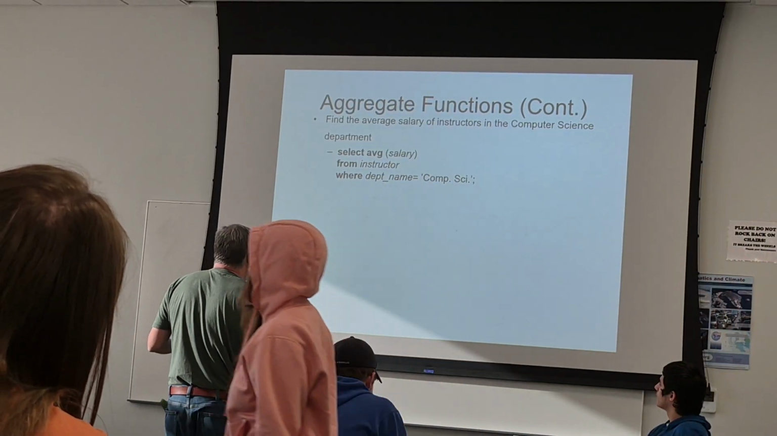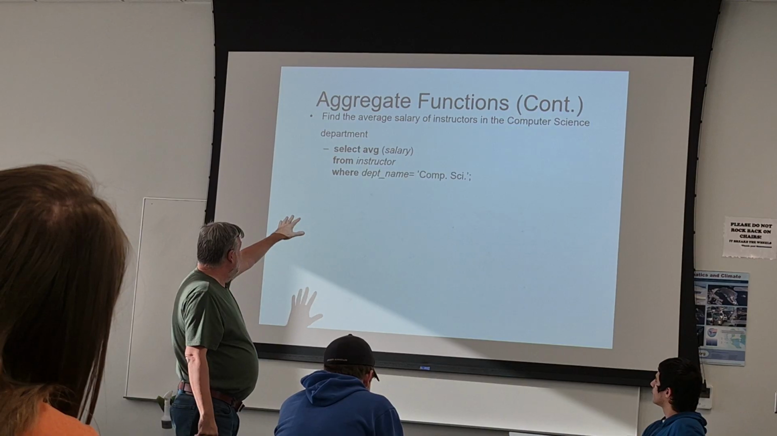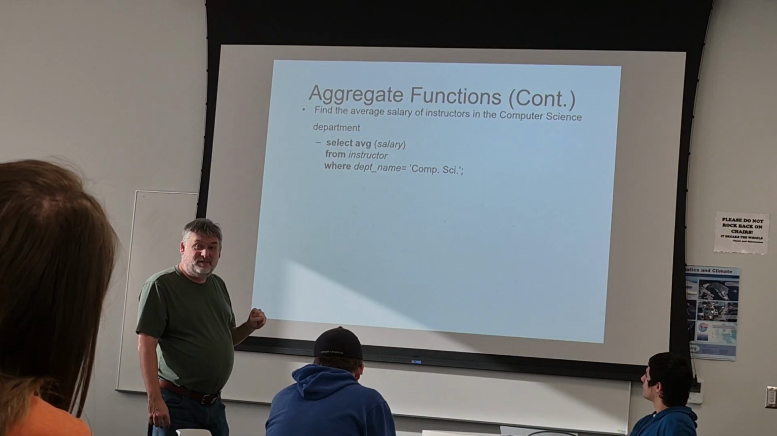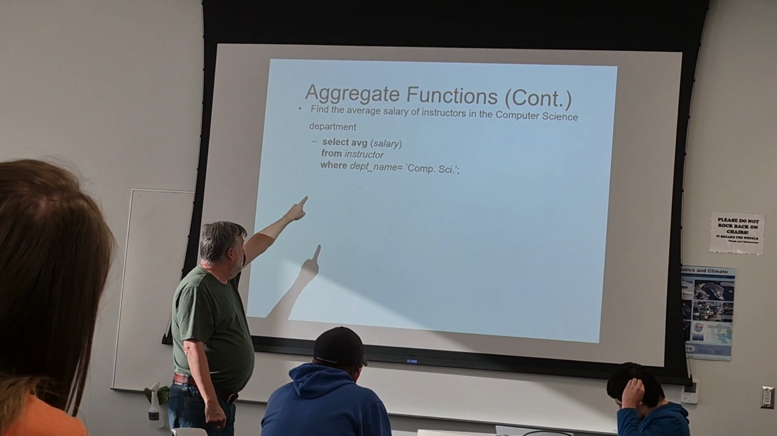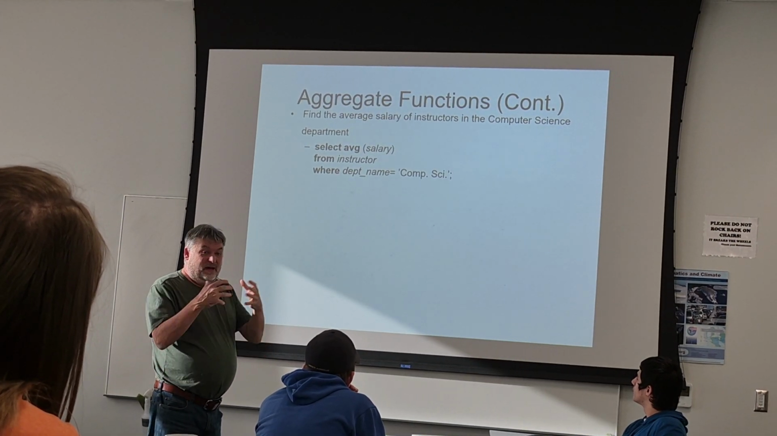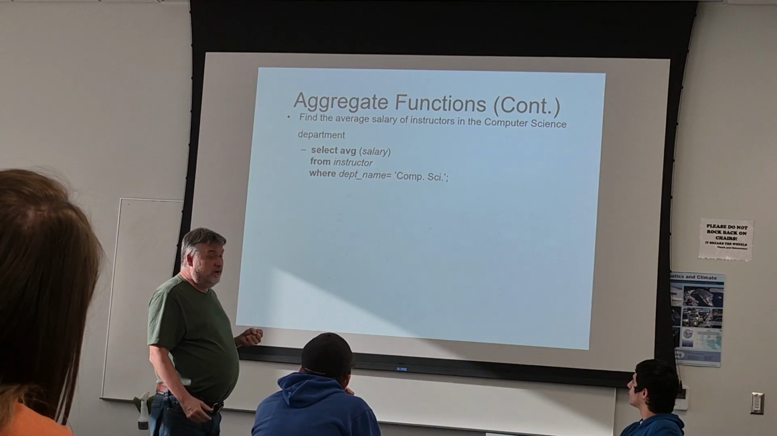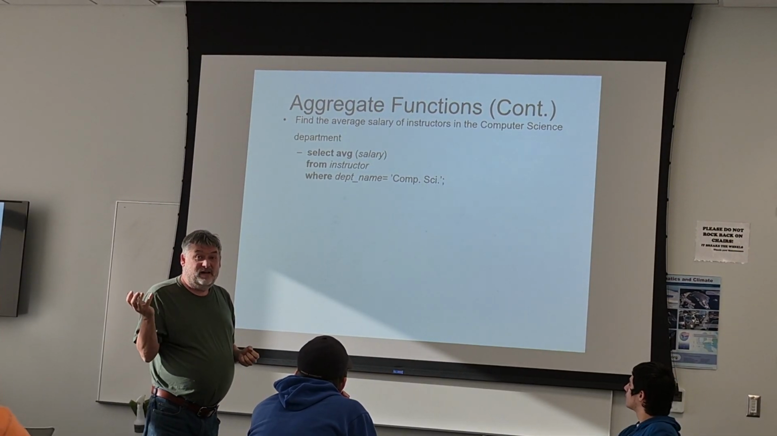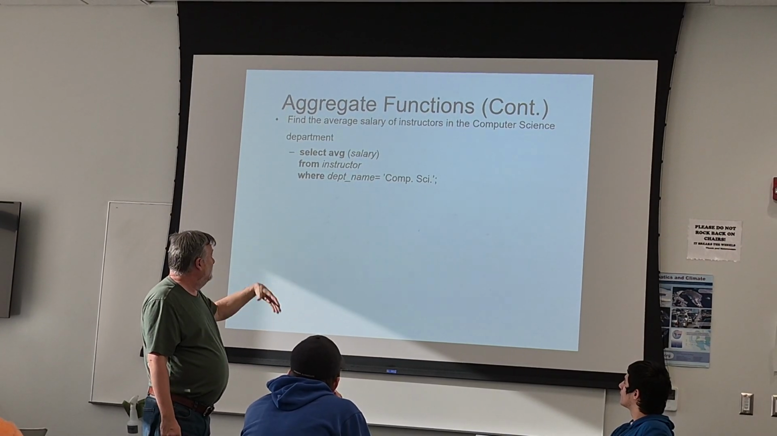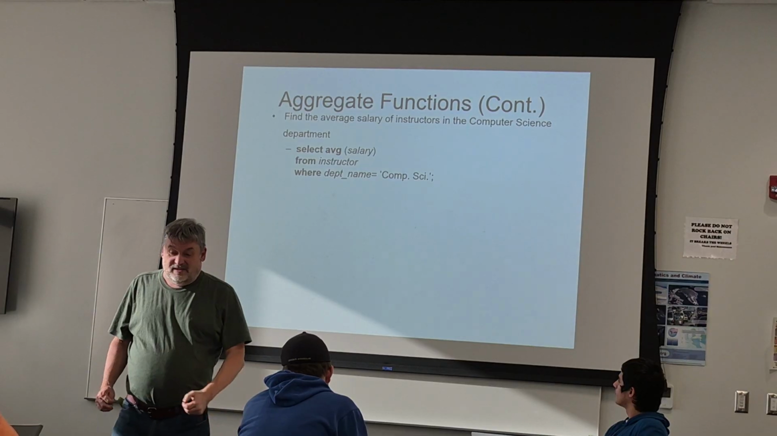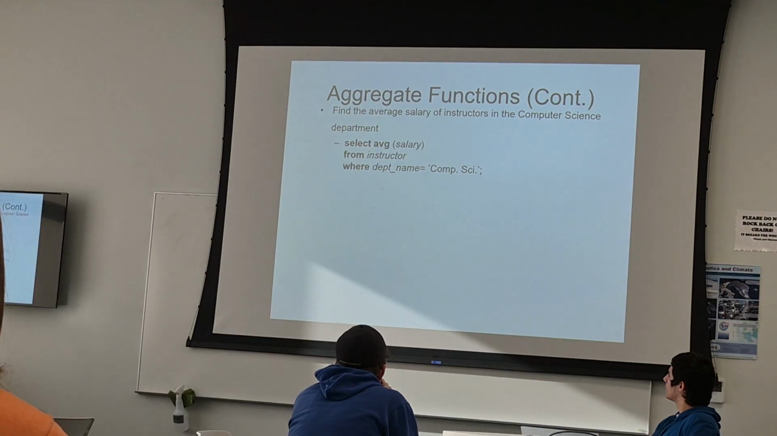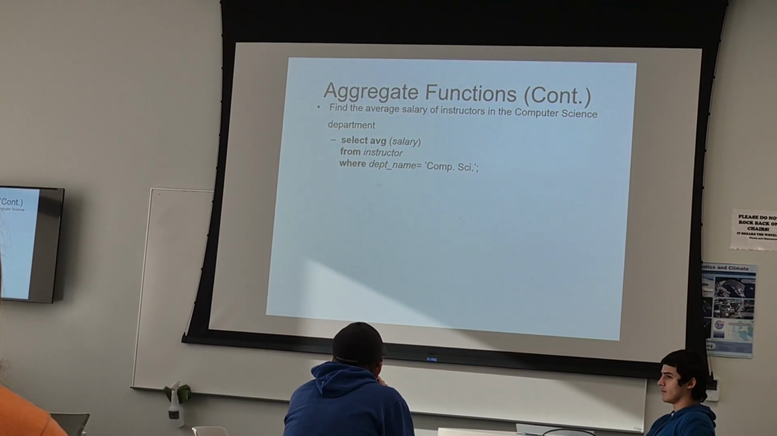But in this case, we're going to grab all of the rows out of the instructor table where the value in the department name column is computer science. And we're going to take all of the salary values from all of the retrieved rows and average them. And the result of this query is just going to be a single row, a single value. And that value will be in a column named by the system. If we didn't use the as keyword, it will have some sort of generic name to it. It's basically creating a single column table in this case.